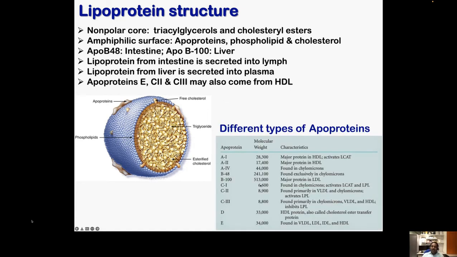So here is a table with all the different types of lipoproteins, their major characteristics and their sizes, which you can look through in detail. So I will stop this video here. In the next one, we will look at the lipoproteins' function in more detail.